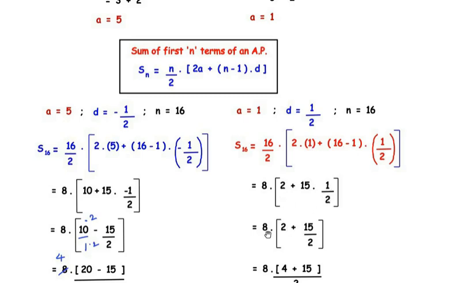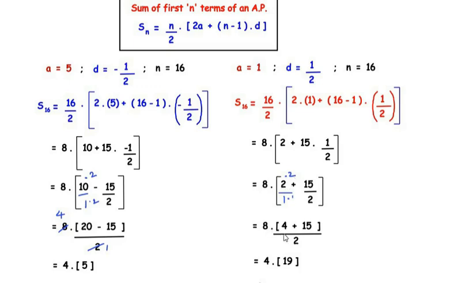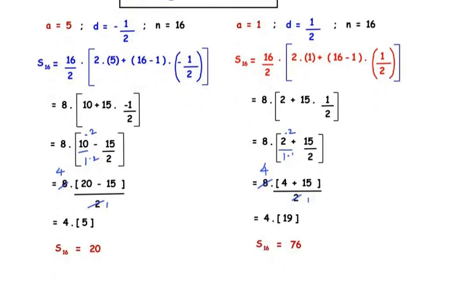Now simplifying this further, 8 times 2 plus, now 15 times positive 1 gives us positive 15 over 2. Now taking a common denominator, that is 2 over 1, we are going to multiply 2 by 2 and 1 also by 2, giving us 8 times 2 times 2 is 4 plus 15 over a common denominator 2. Now 2 divides 8, that is 2 1 times is 2 and 2 4 times is 8, giving us 4 times, now 4 plus 15 is 19. Now 4 times 19 gives us sum of first 16 terms of an AP as 76. So these are the two values of the sum which we get.